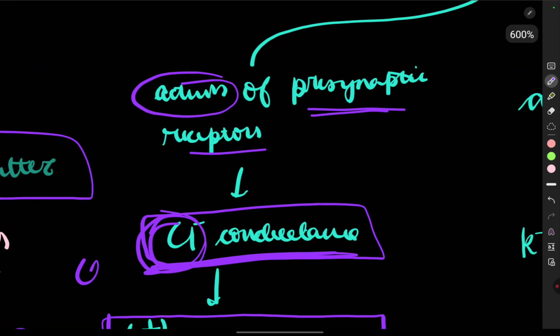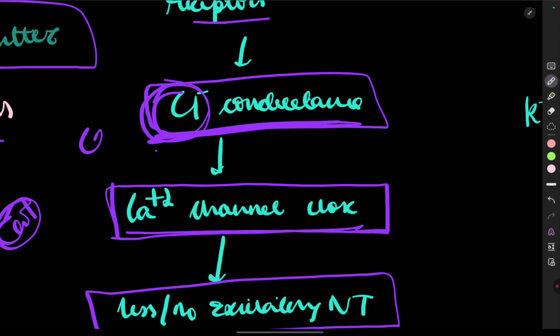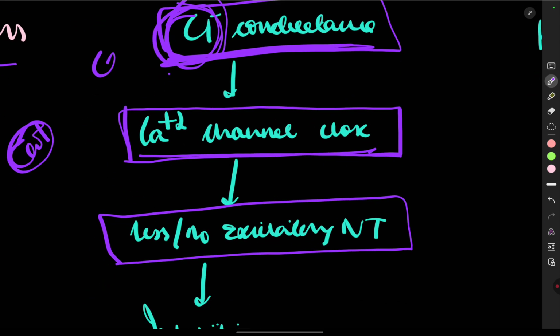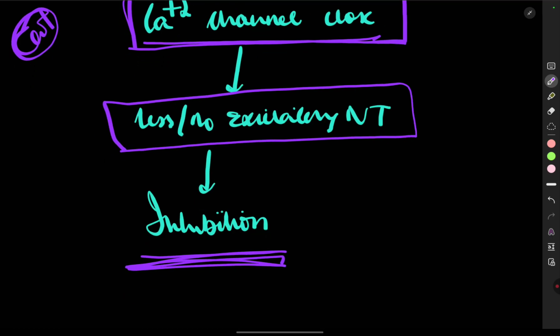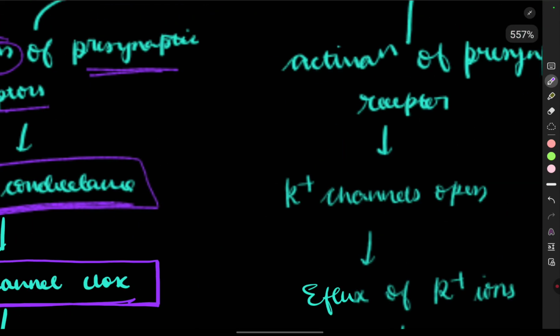First there will be activation of the presynaptic receptor, due to which chloride conductance takes place and the calcium channels get closed, and the influx of calcium does not take place. So there will be less or no excitatory neurotransmitter release, so that causes inhibition. This is the first mechanism.